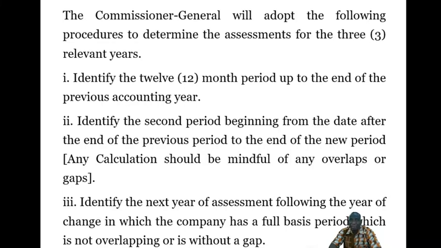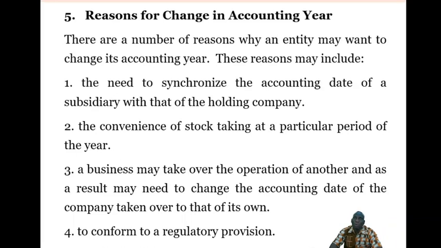Number one, identify the 12-month period up to the end of the previous accounting year. Identify the second period beginning from the date after the end of the previous period to the end of the new period. Any calculation should be mindful of overlaps or what? Gaps. When you are getting overlaps and gaps, then you are not doing it well. And then the third year, identify the next year of assessment following the year of change, in which the company has a full basis period which is not overlapping or is without a gap. So we'll look at that soon, like I told you.